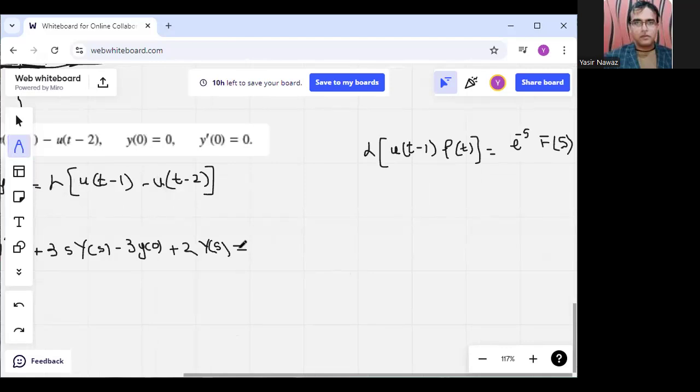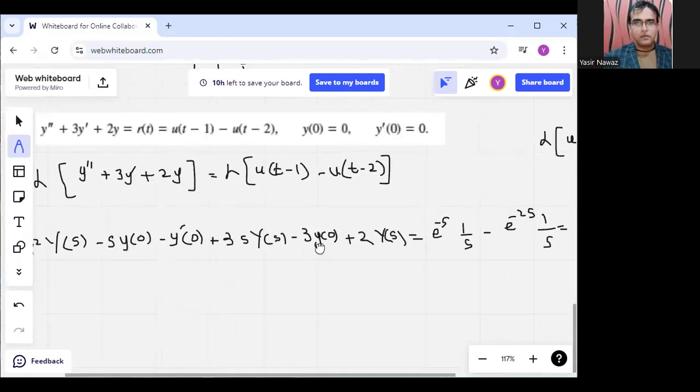So if I apply the Laplace transform, I will get e to the power minus s times the Laplace transform of 1, which is 1 over s. And then minus e to the power minus 2s times 1 over s. It can be written as 1 over s times e to the power minus s, and then minus e to the power minus 2s.